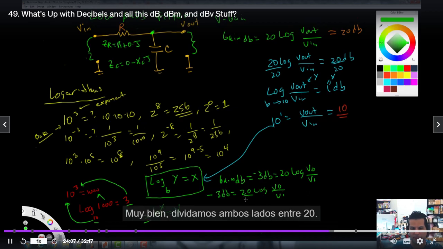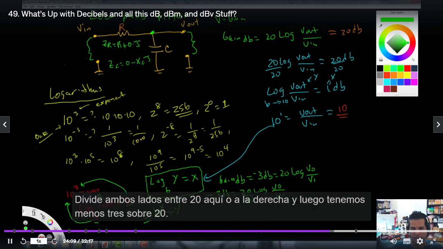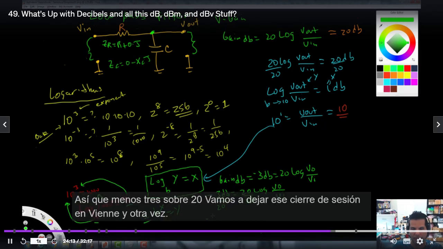All right, so let's divide both sides by 20. Divide both sides by 20 here. All right, and then we have minus 3 over 20. We're just going to leave that. Log of V out over Vn.